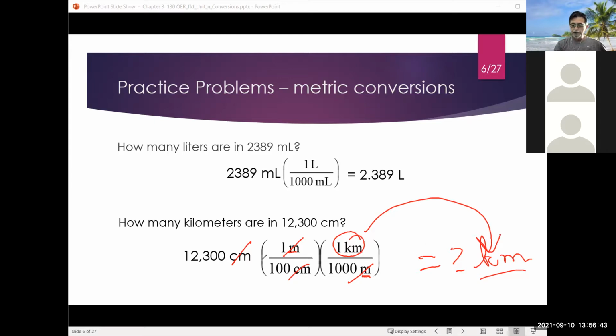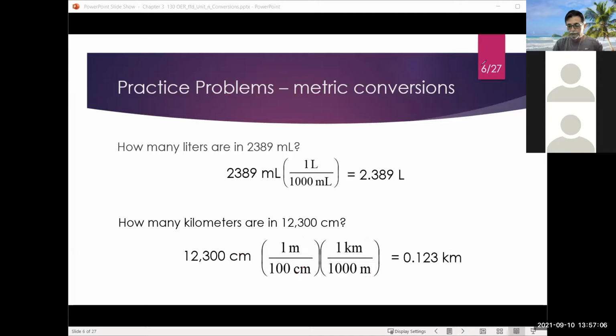And now simply you multiply and divide. Okay. Again, you're dividing by some big numbers here, so your number should be 0.123. Now, I've been asked the question, can I combine these conversion factors? Of course, yes, you can. These two here, yeah, I can combine those.